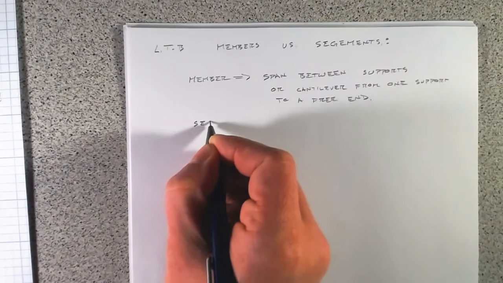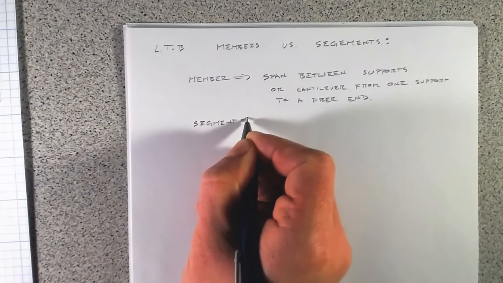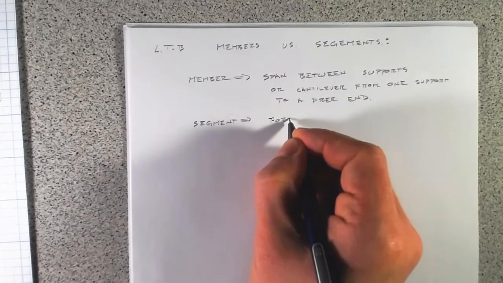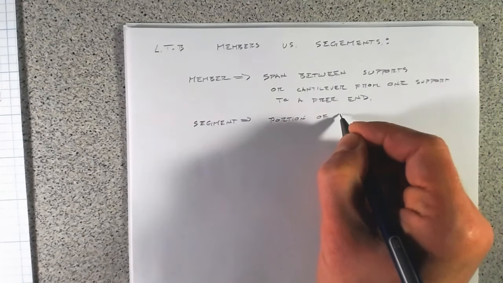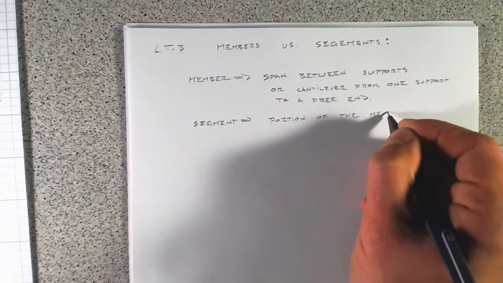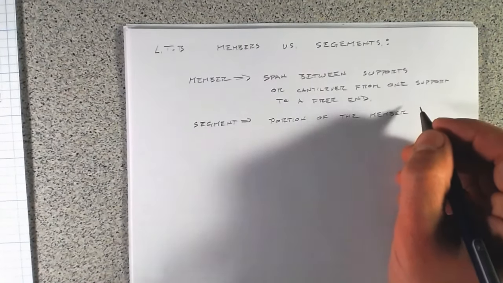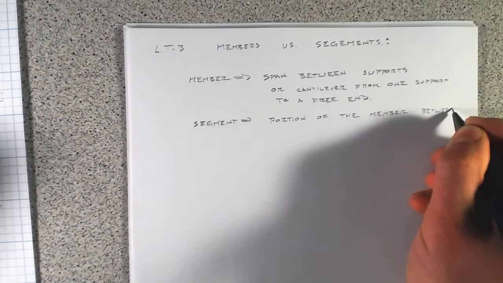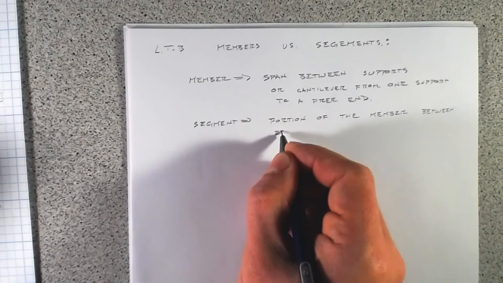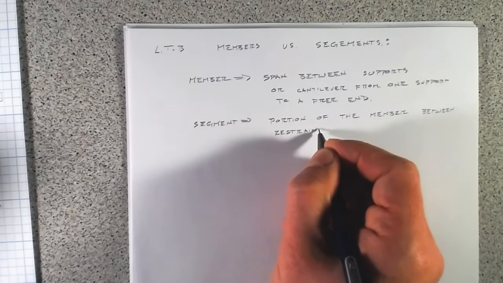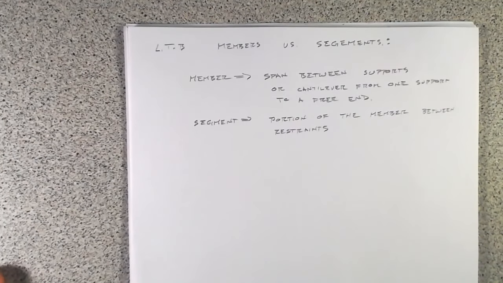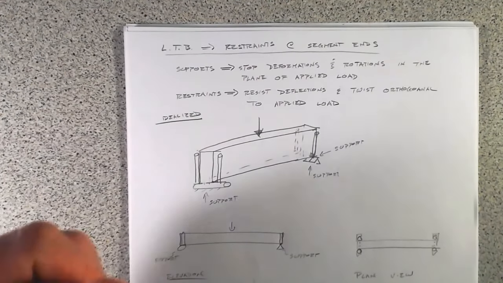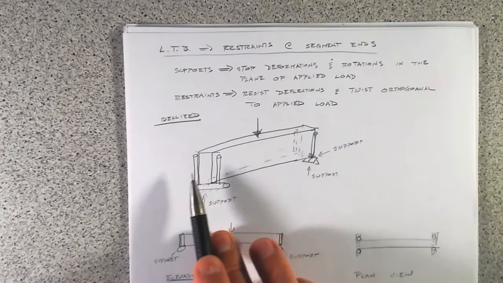A segment is the portion of a member that's between restraints. So now this is where it gets a little bit new and sort of confusing. If we bring up our previous picture, we've got a member here, and we've got some supports, but we also have some restraints.